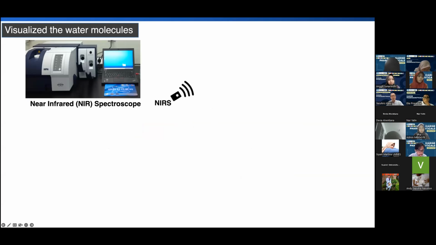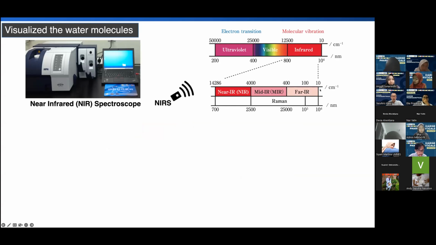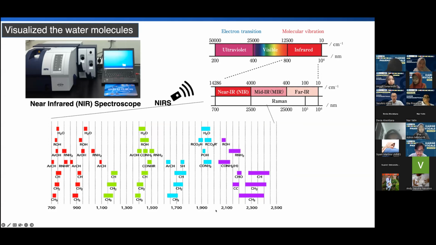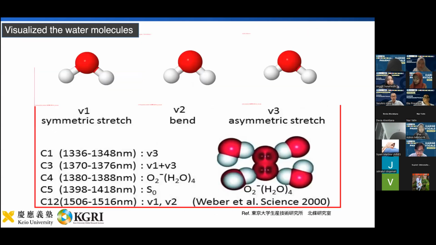So what does near infrared spectroscopy mean? This is very near to visible light, like LED light. And this near infrared could detect vibrations of OH or CH or something like that. Maybe this one is easier to understand.